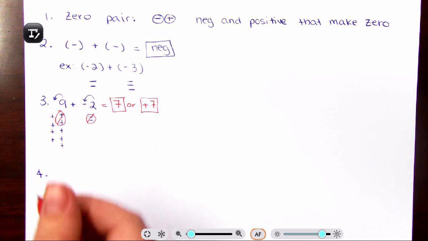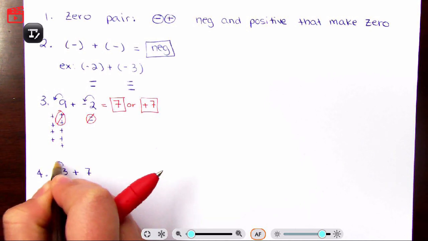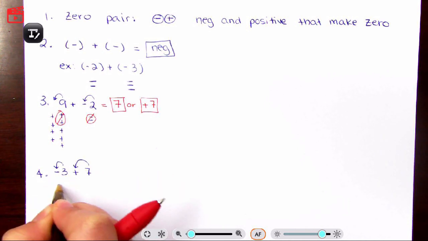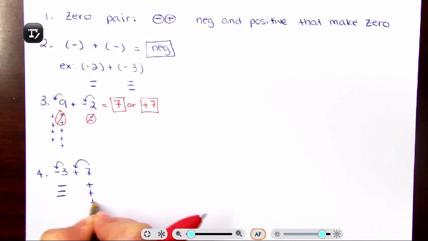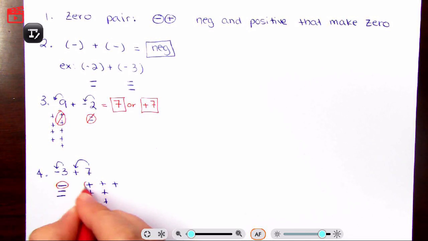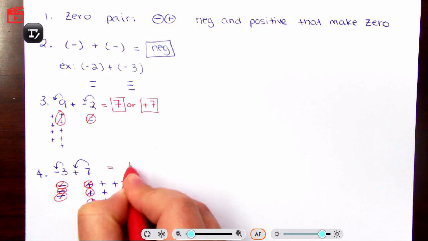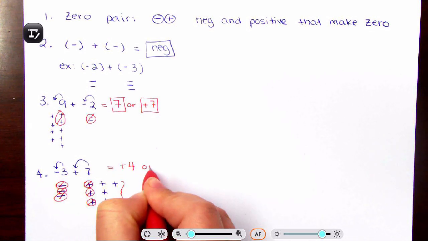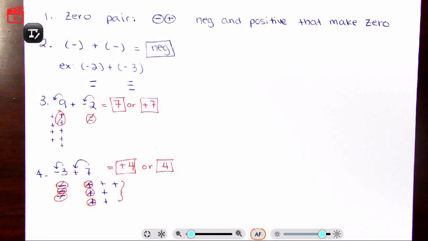All right, next question is negative 3 and 7. Again, 3 is negative, 7 is positive. So I have 1, 2, 3 minuses, and I have 1, 2, 3, 4, 5, 6, 7 pluses. A minus and a plus make a zero pair. Negative and positive make a zero pair. What am I left over with? I'm left over with 4 pluses, or you can simply write 4. Whichever you did, I will accept both answers.